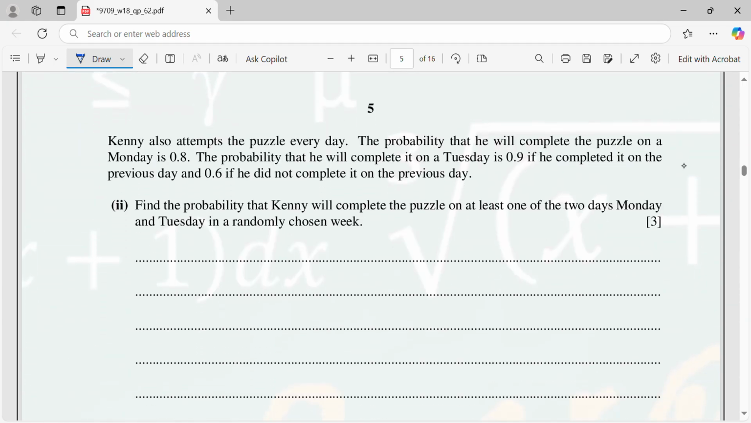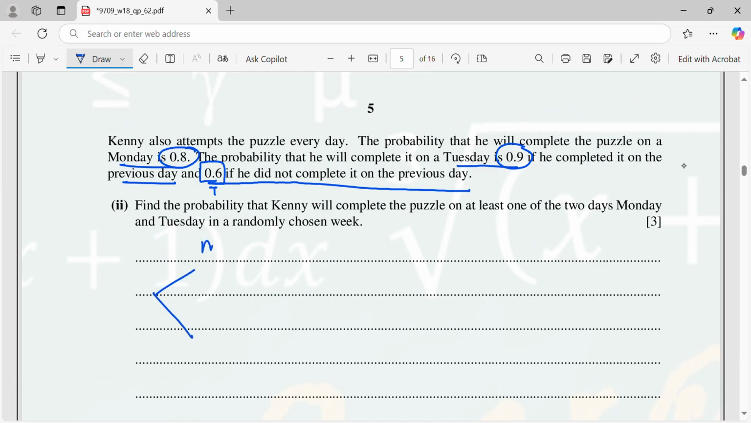Okay, now Kenny also attempts the puzzle every day. The probability that he will complete the puzzle on Monday is 0.8. The probability that he will complete it on a Tuesday is 0.9 if he completed it on the previous day, and 0.6 if he did not complete it on the previous day. So 0.9 means he completed the puzzle on Monday, the previous day. Otherwise, it will be 0.6 on Tuesday. Okay, so this can be shown using the tree diagram. So I'm going to draw the tree diagram right now.